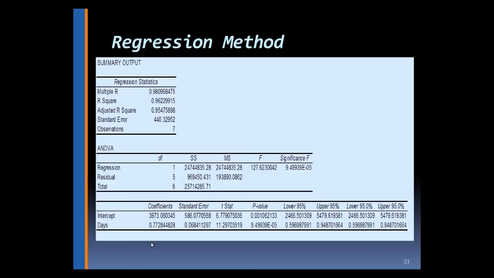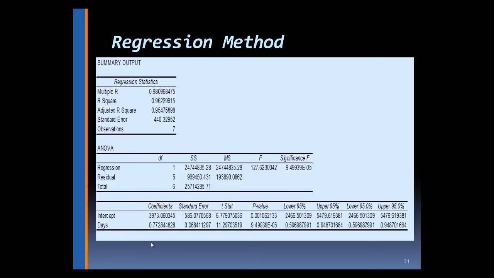R squared, which is a function of the multiple R, tells you what percentage of the time a change in the independent variable causes a change in the dependent variable. Now, the independent variable is the cost driver, the dependent variable is the cost pool.